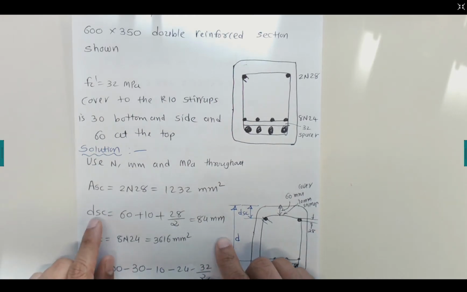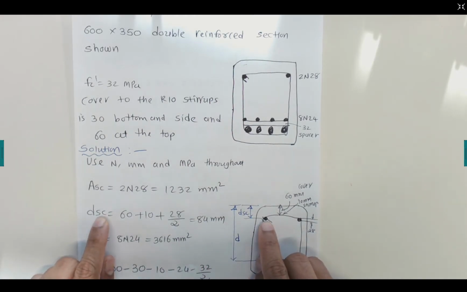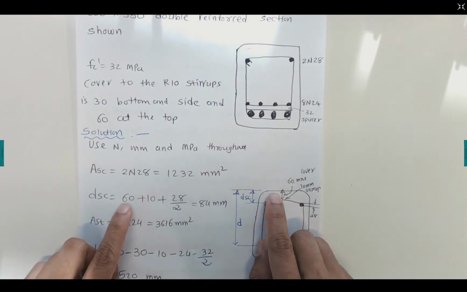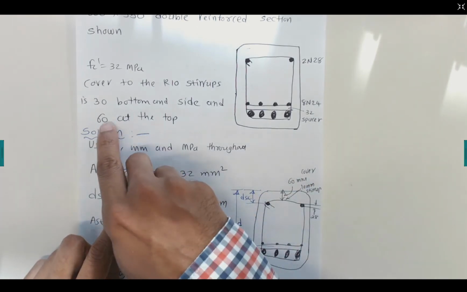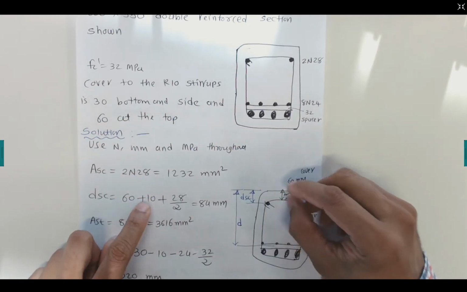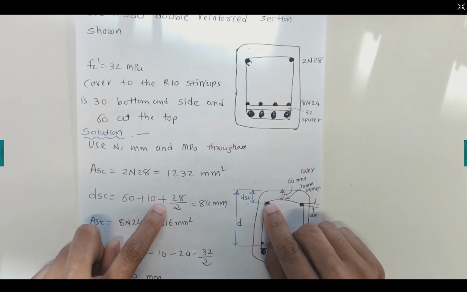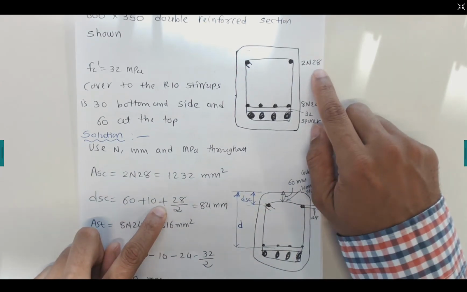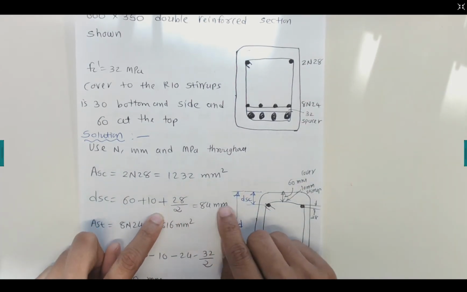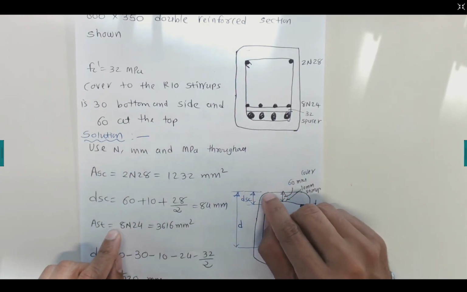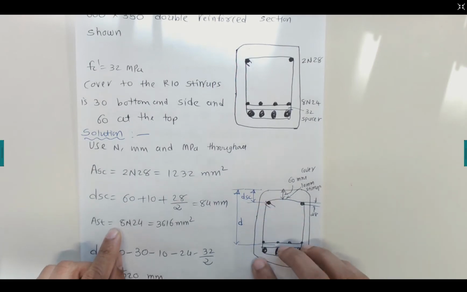Now this is the depth. DSC is the depth of the top reinforcement from the top of the beam. So the cover is 60 millimeters given here, plus 10 millimeters of stirrups, plus 28 divided by 2, where 28 is the diameter of the reinforcement. It gives us 84 millimeters. So the depth of the top reinforcement from the top of the beam is 84 millimeters.